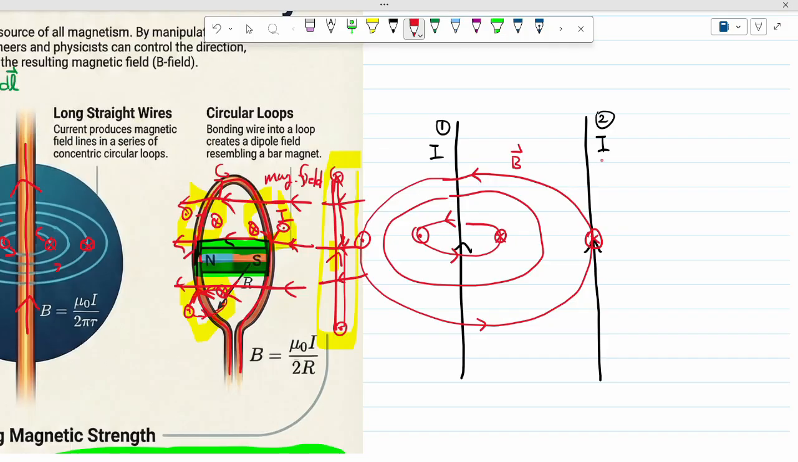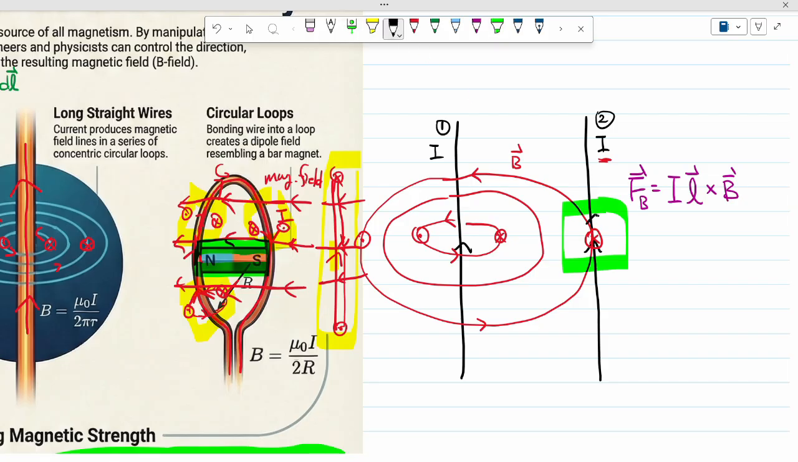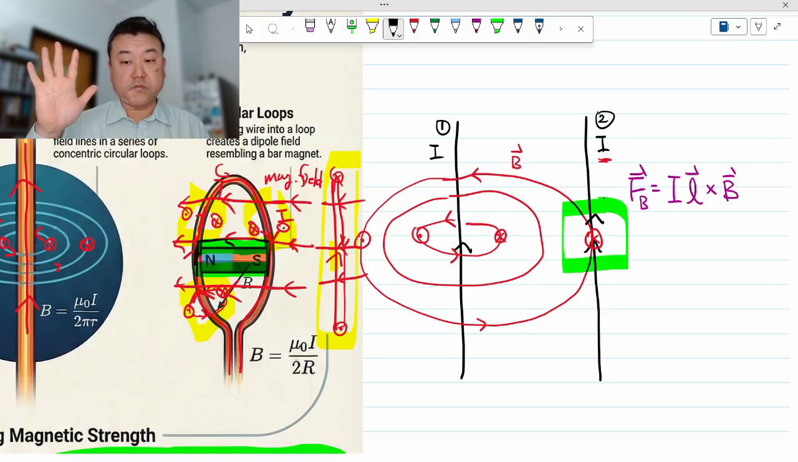And at the location of wire number 2, there is magnetic field, and there's a magnetic force, or force due to magnetic field, on a current carrying wire that goes as amount of current, length of the current, cross product with the magnetic field. And when you focus your attention to this portion where you have magnetic field at the location of current with the current flowing up, then you can go through the right hand rule again.